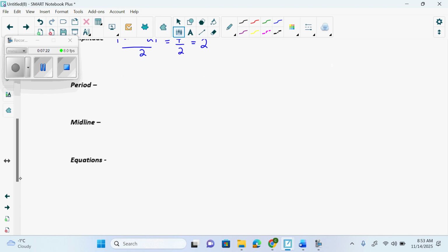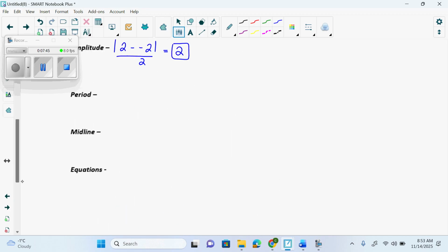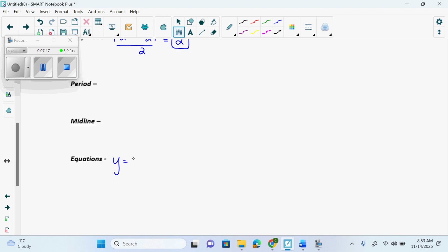Amplitude is 2, so we go to do our equations. Y equals 2 sine. Y equals negative 2 sine. Y equals 2 cos. Y equals negative 2 cos. Then we go to the next one. Our amplitude of this one is 2 again. So we're going to get y equals 2 sine. Y equals negative 2 sine. Y equals 2 cos. Y equals negative 2 cos.